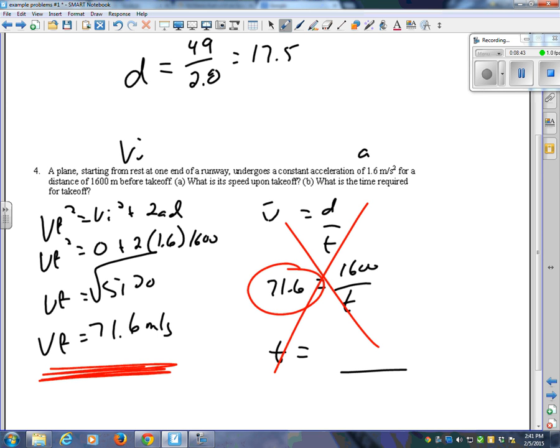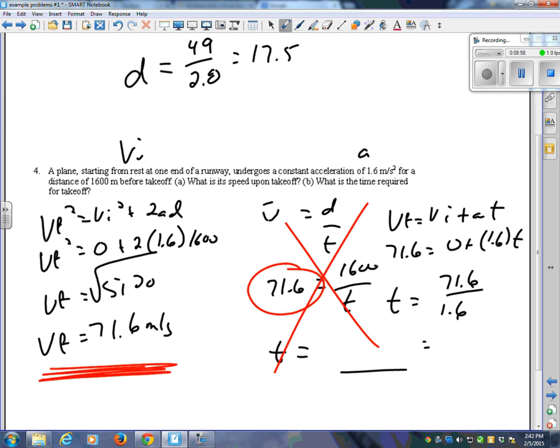How are you going to do it? Well, I would solve it like this. 71.6 is 0 plus 1.6t, so t is 71.6 divided by 1.6, right? 44.75. Yeah, about 45 seconds. Now, you've been on planes before, many of you. Does it take 45 seconds to go from one end of the runway to take off? 45 seconds is a long time.